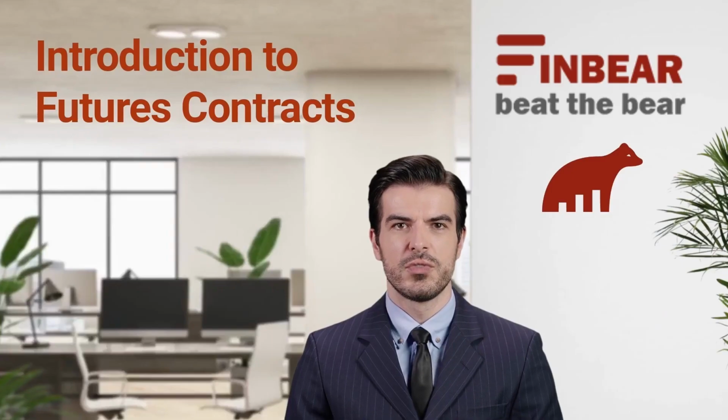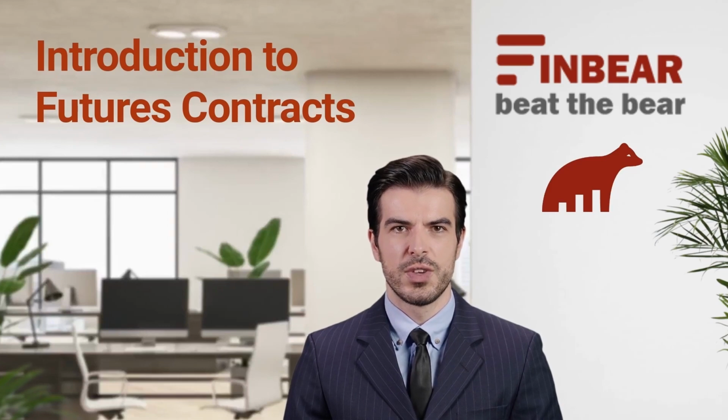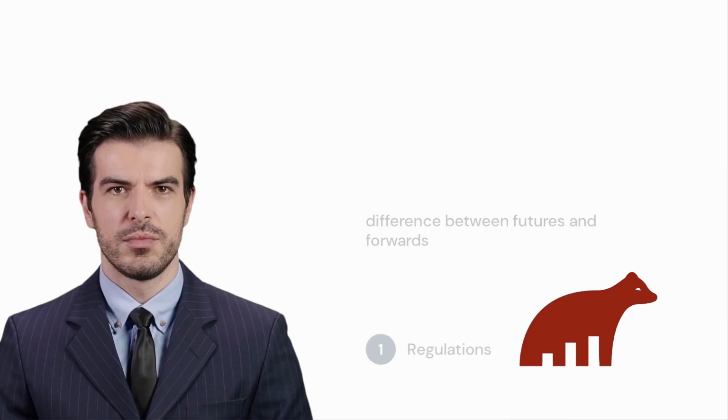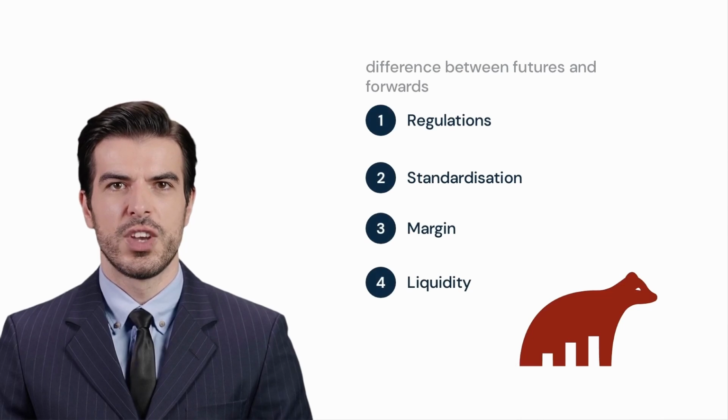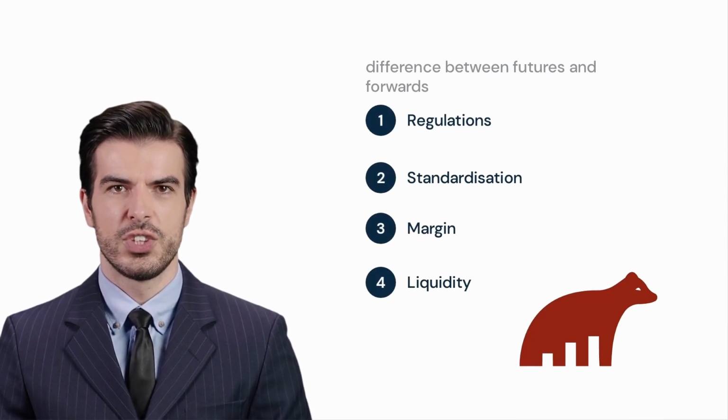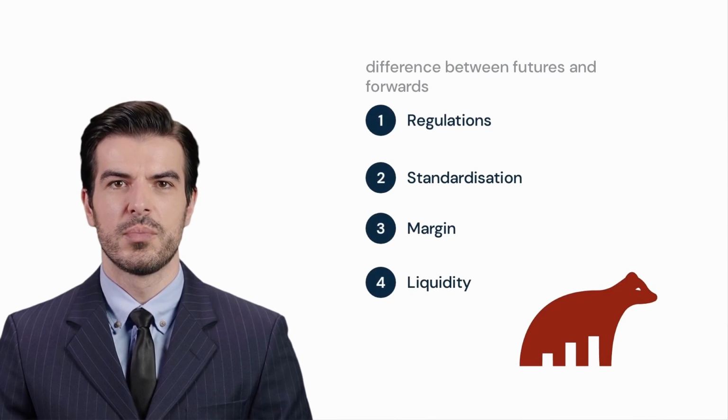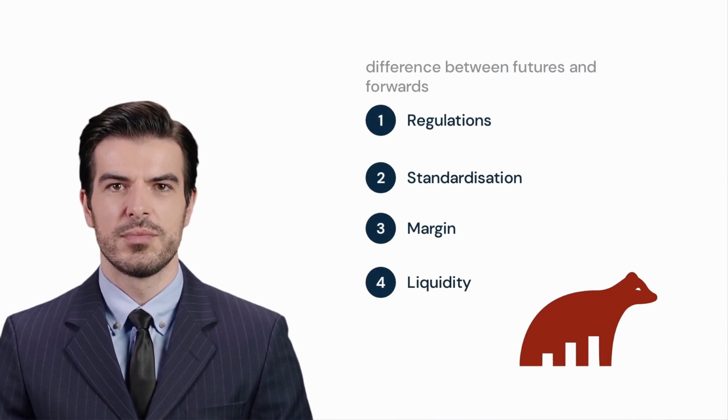We should not confuse futures contracts with forward contracts. They are both instruments used for risk management in the financial markets, but it is important to bear in mind some fundamental differences between the two. 1. Regulation. Futures contracts are regulated and traded on an exchange, whereas forward contracts are private contracts between two parties. 2. Standardization. Futures contracts are standardized in terms of quantity, quality, and expiry date, whereas forward contracts can be customized to meet the specific needs of the parties involved.